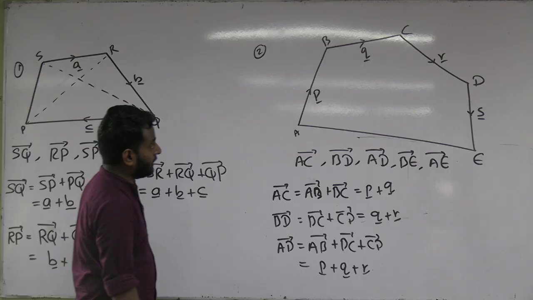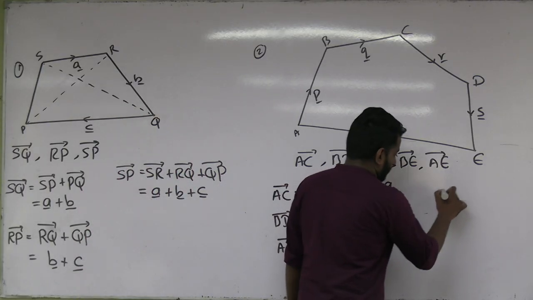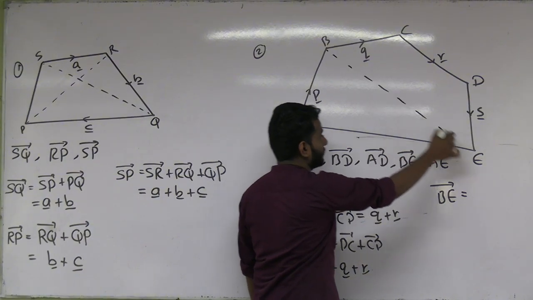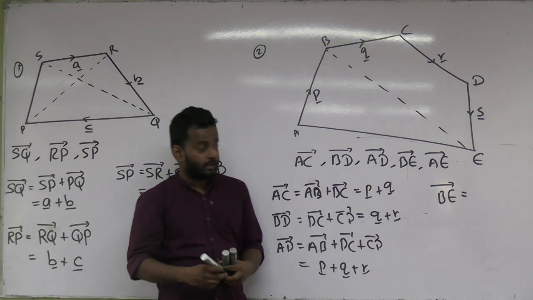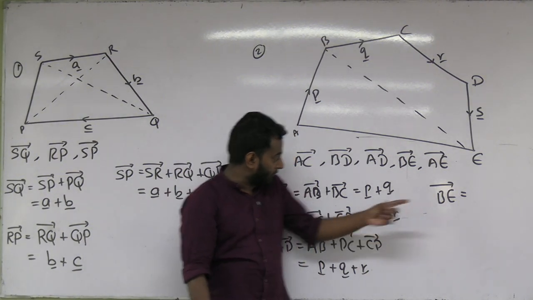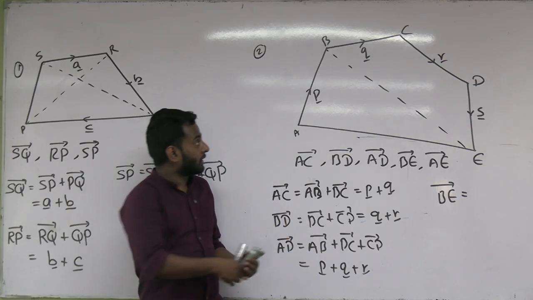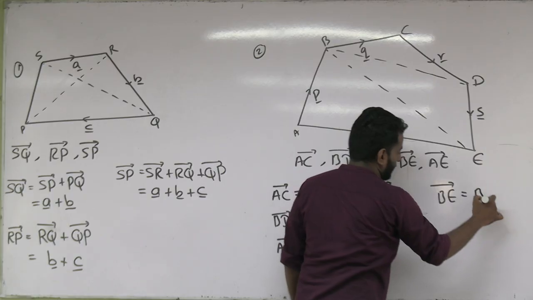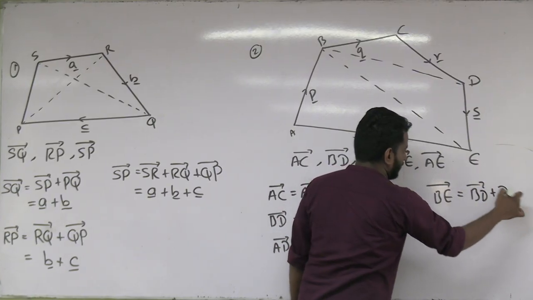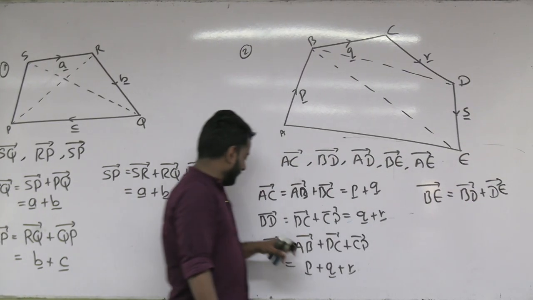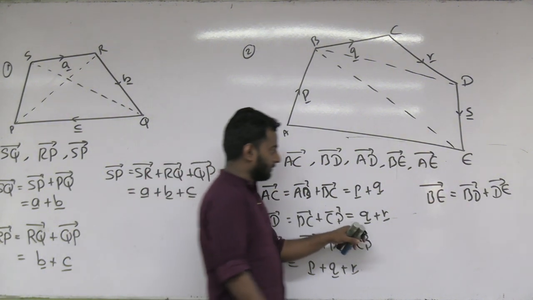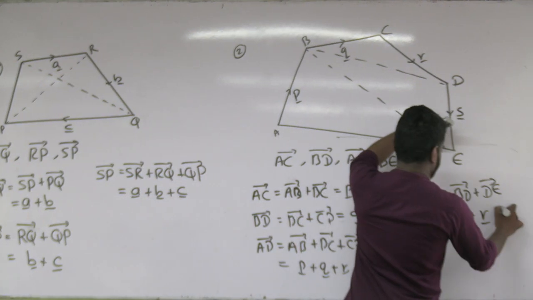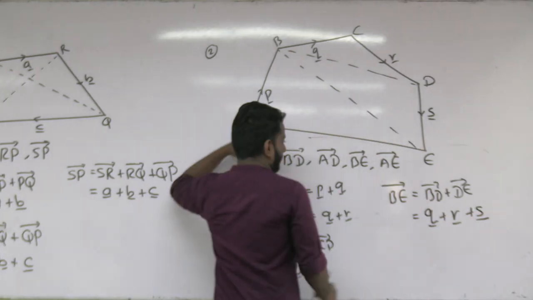And next the vector BE. So BE we can do something like this. Instead of writing all the points again, we can write BE like this. We have already found BD, so I can write BE equals BD plus DE. BD is already calculated, so BD means Q plus R, and DE is simple S.